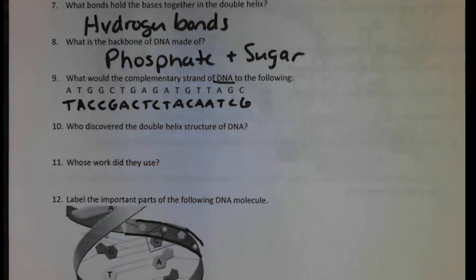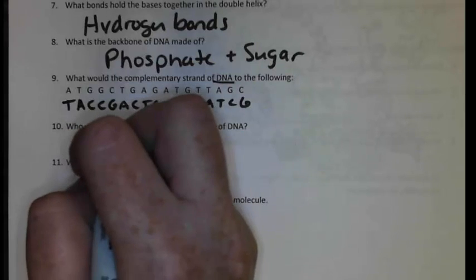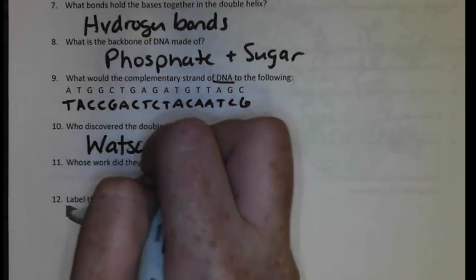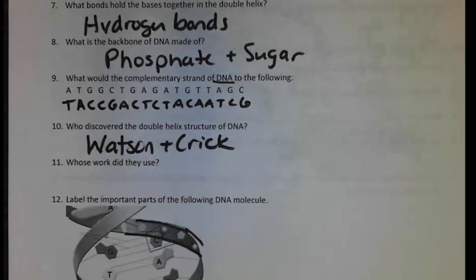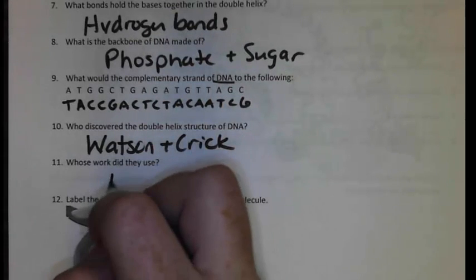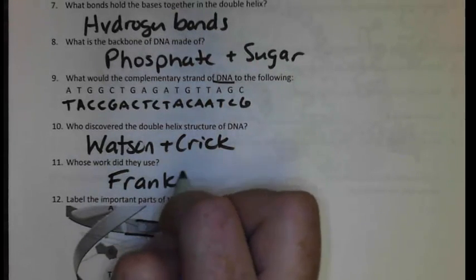Okay. Who discovered the double helix? That was Watson and Crick. And you need to know that they used the work of Rosalind Franklin. Okay.